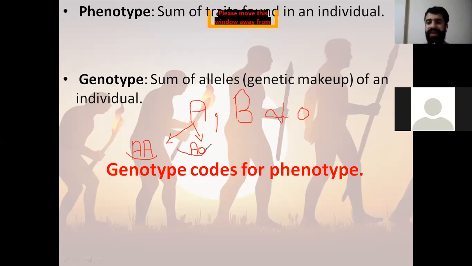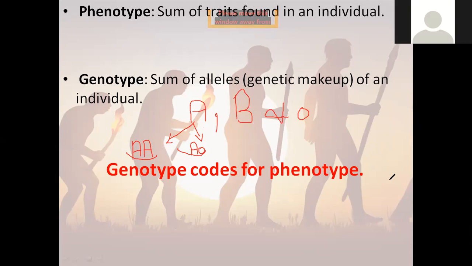Blood group B, let's have Hamad Hassan. Hamad Hassan, what do you think? What are the possible genotypes for an individual having blood group B? Yes, Muhammad? Hamad Hassan, do you hear me? Okay, let's move to Cynthia. Cynthia, what do you think?